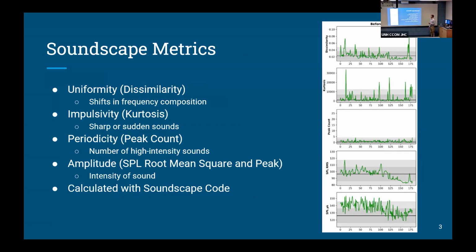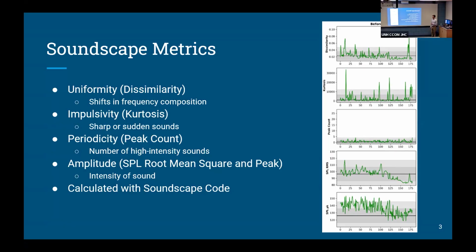So uniformity is one measurement, which is quantified using dissimilarity. That is essentially measuring shifts in the frequency composition. So measuring how much does the soundscape change from one moment to another. In this case, minutes are used. Impulsivity, kurtosis is how this is quantified, essentially measuring the sharpness of sudden sounds.